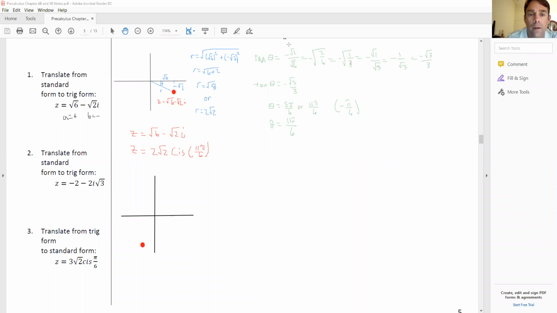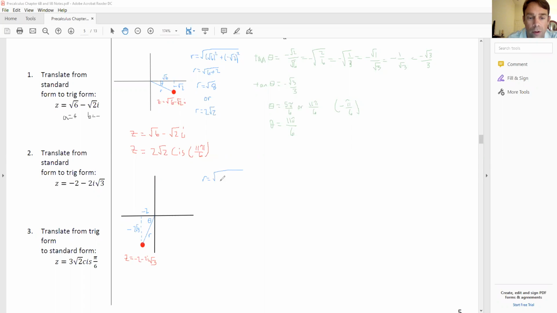There we go. So that's going to make it negative 2 minus 2i root 3. So that's the value we're looking at, which means here's my R value. I'm looking for this angle right here. And I had -2 as my A value and -2√3 as my B value. So we figure out R. Hopefully you guys did that.